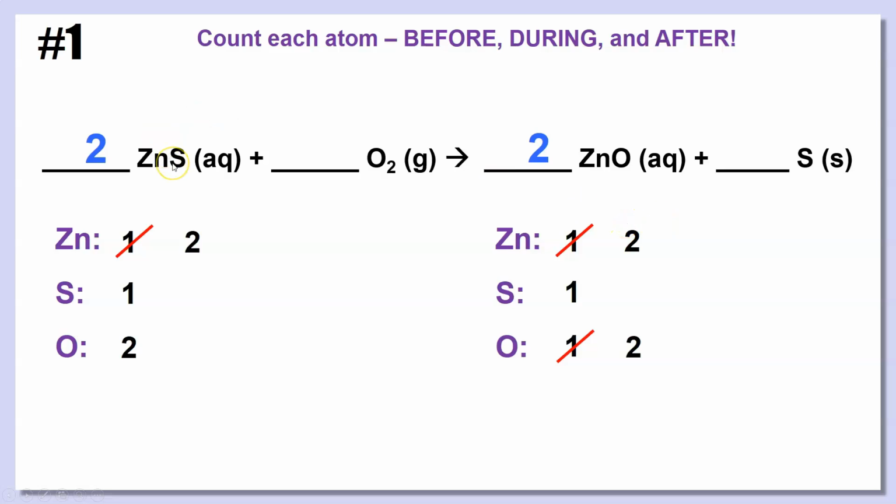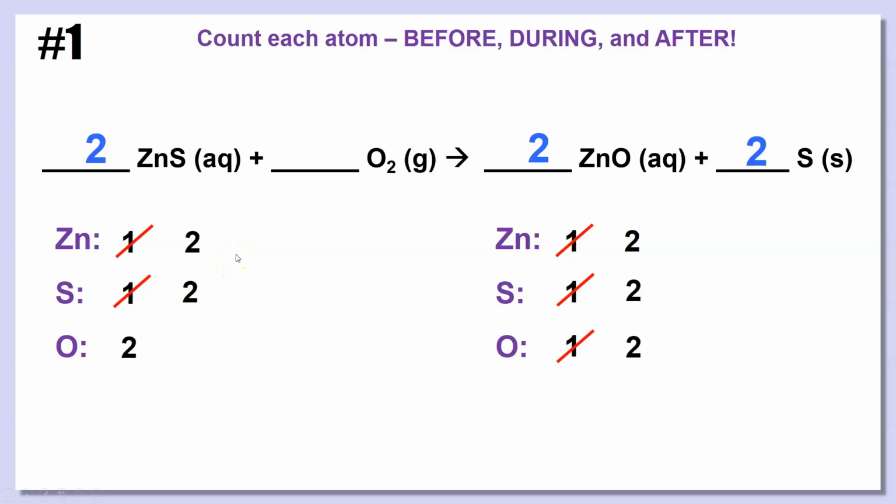But I messed up the sulfur this time. So now I have to update that as well. Now I have to go back to this side and I'm going to put a 2 there. Now I have 2 sulfurs. Just so that you know, it's just a coincidence that we used the same number each time. That will not always be the case.